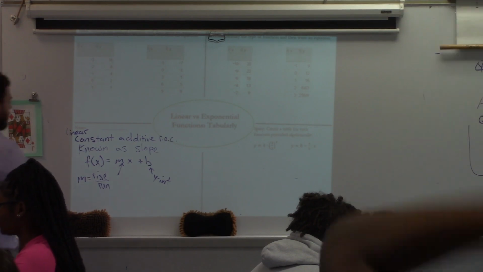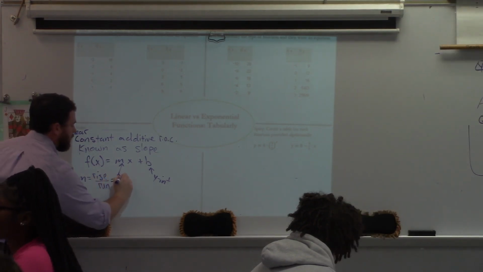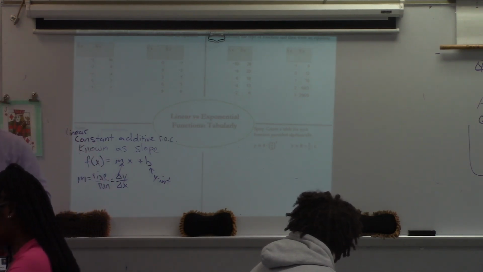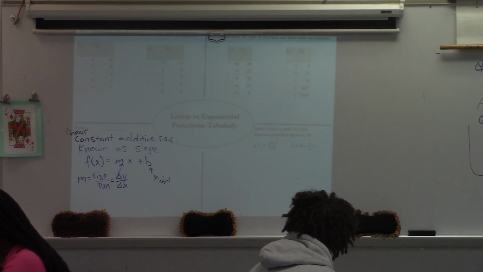The delta signs. Oh, the change in y. So the change in y divided by the change in x, right? So remember, rise divided by run is really good for a graph, right? But change in y and change in x is really good for a table.